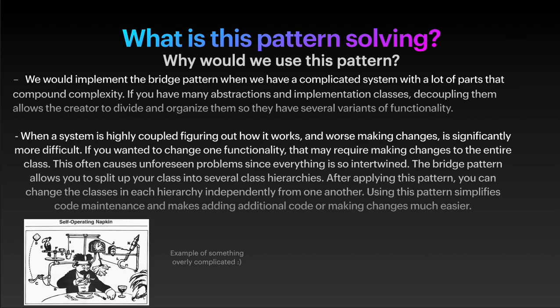When a system is highly coupled, figuring out how it works and, worse, making changes is significantly more difficult. If you wanted to change one functionality, that may require making changes to the entire class. This often causes unforeseen problems since everything is so intertwined. The bridge pattern allows you to split up your class into several class hierarchies. After applying this pattern, you can change the class in each hierarchy independently from one another. Using this pattern simplifies code maintenance and makes adding additional code or making changes much easier. In the bottom left, I have a picture of something overly complicated. It's a self-operating napkin.